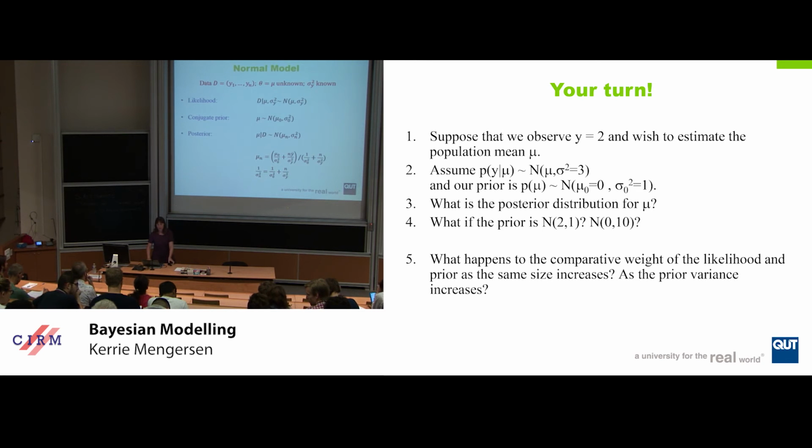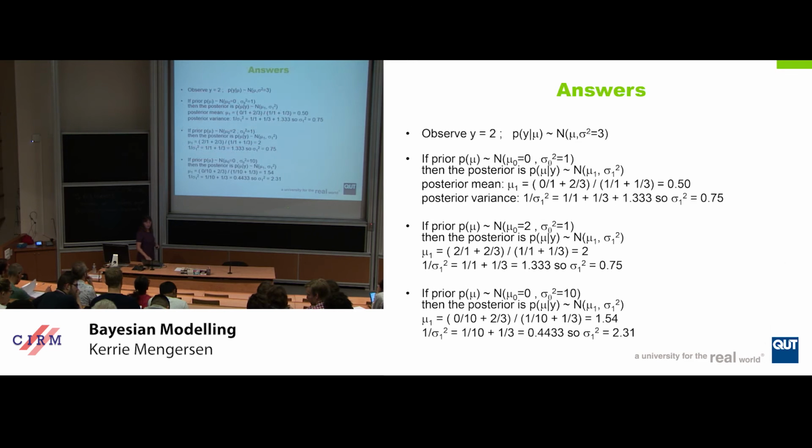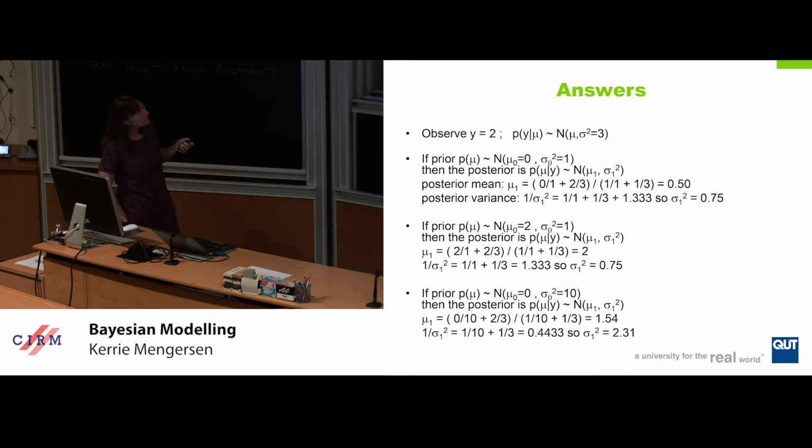So what we should have got is, we observe two. We have this as our data coming from a normal with unknown mean mu and a sigma squared of three. If the prior is normal 0, 1, then, n is 1 here, what I should have got is a posterior mean of a half, which is what I would expect, and a posterior variance of 0.75.